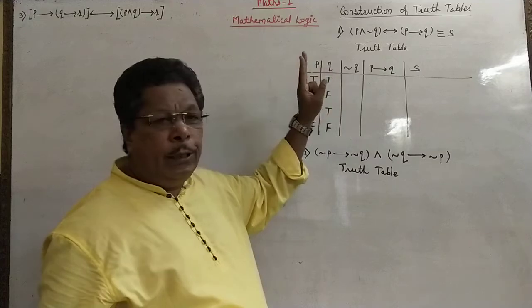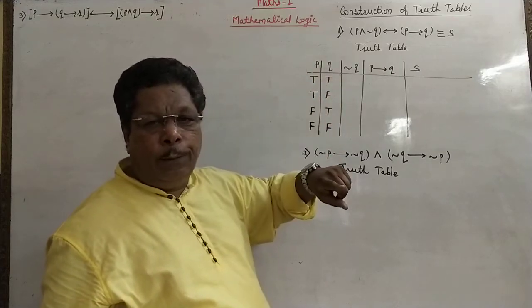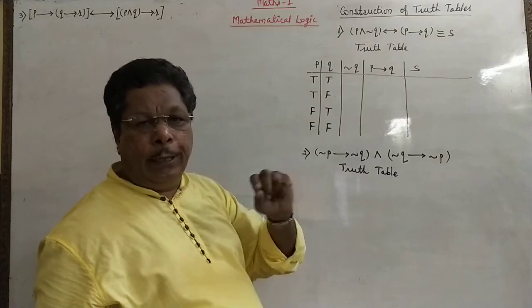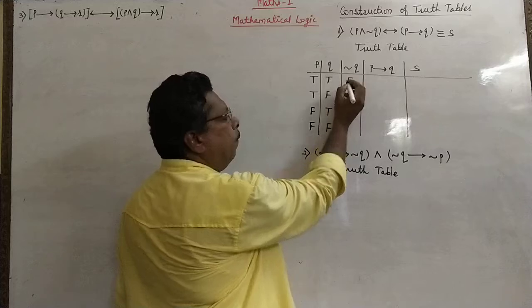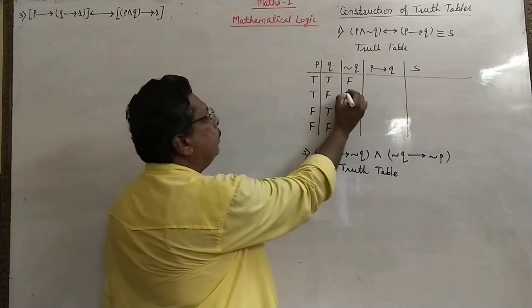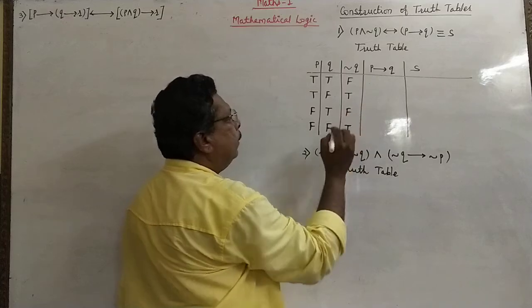Now third column is negation Q. If Q is true, negation Q is false. If Q is false, negation Q is true. Here Q is true, negation Q is false. Here Q is false, negation Q is true. Similarly here false and true.